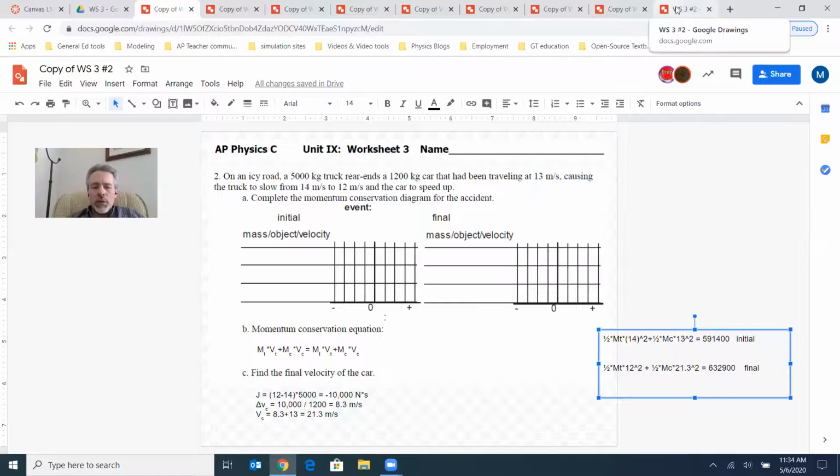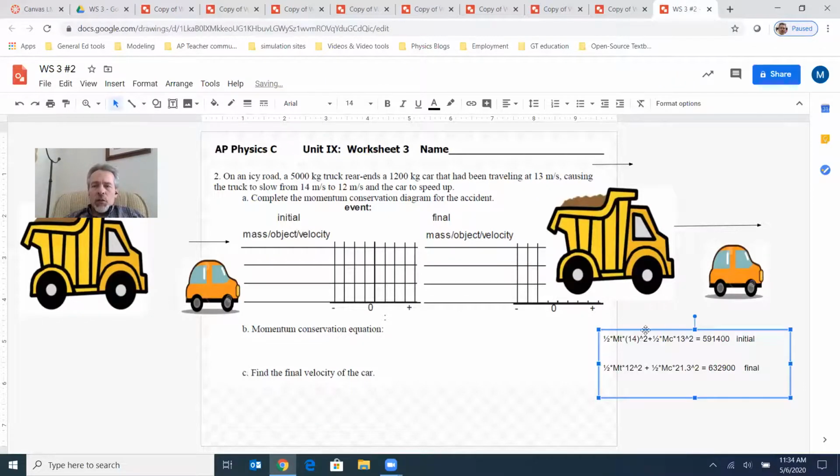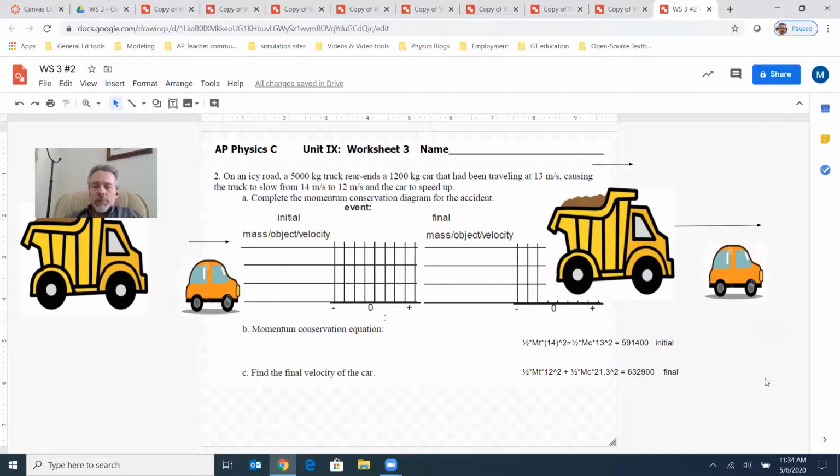I'm going to go to my picture here. Okay, so I want you guys to look at these two numbers. Is this an elastic collision? Yes or no? No, because if it was elastic, how would these two numbers have to compare? Equal. They have to be the same. So that means that this one must be an inelastic collision.